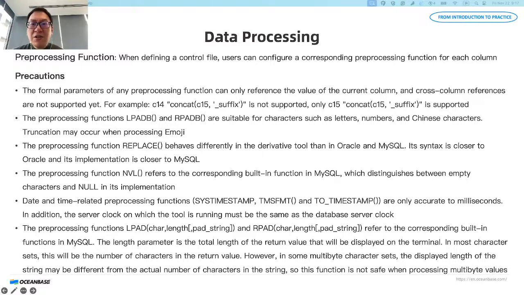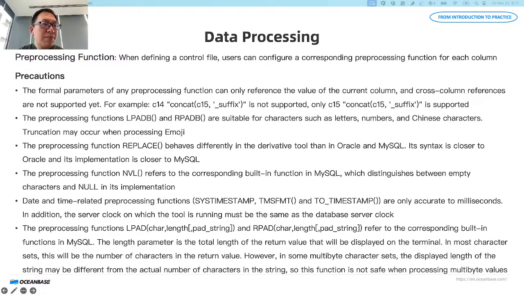The pre-processing function actually means that when defining the control file, the user can configure the corresponding pre-processing functions for each column. There are several points to be noted here. The first one, the formal parameters of any pre-processing function can only reference the value of the current column, and across column references are not supported yet.